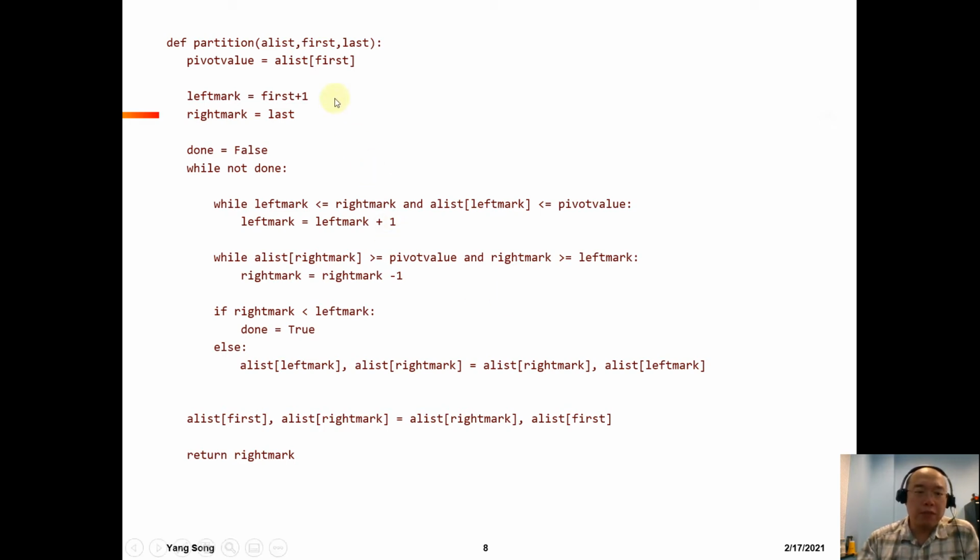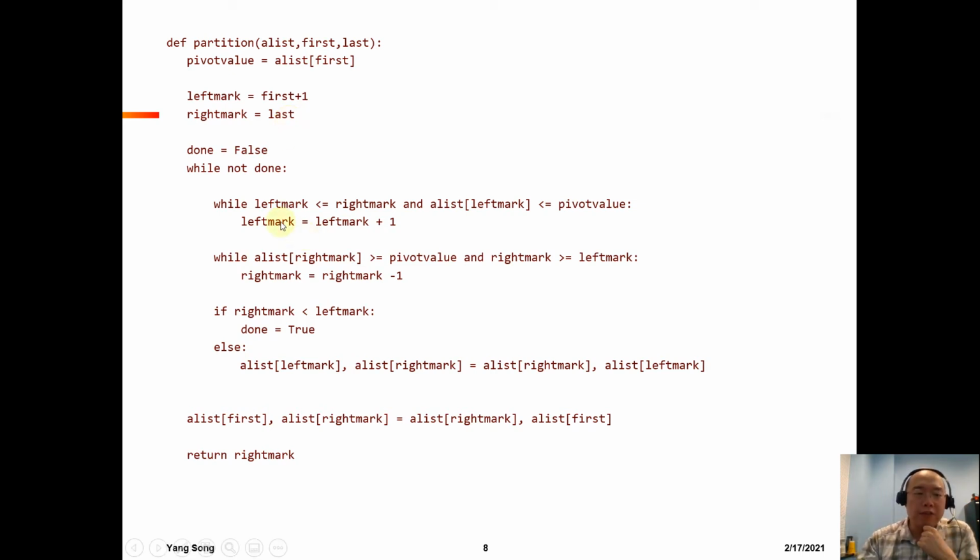Okay, and then we have the implementation of the partition. For the pivot, we want to grab the pivot value, and as you can see, we are using the value on the first index to be the pivot value. Then for the left mark, which is the i cursor, we start from first plus 1. That's where we start the i cursor. For the right mark, which is the j cursor, as we discussed before, that will be the index of the last. And we are going to start this search process.